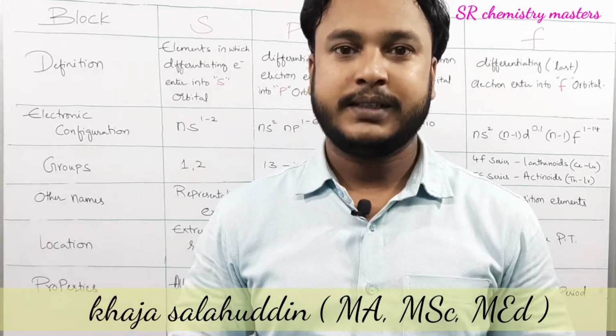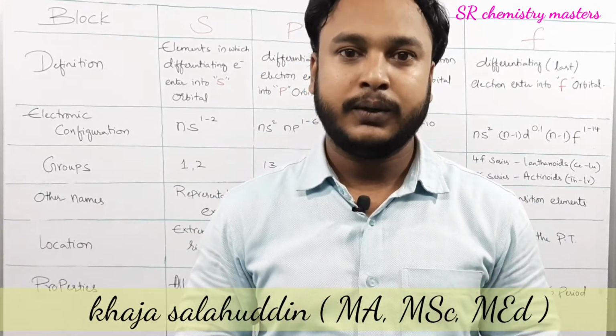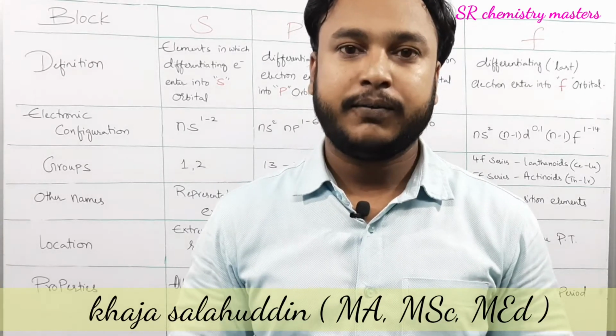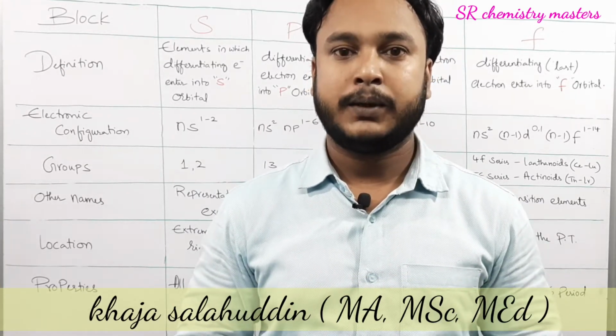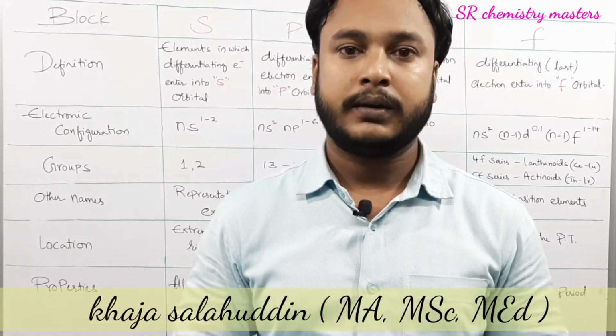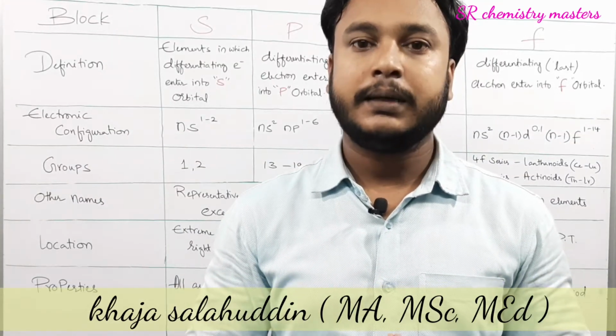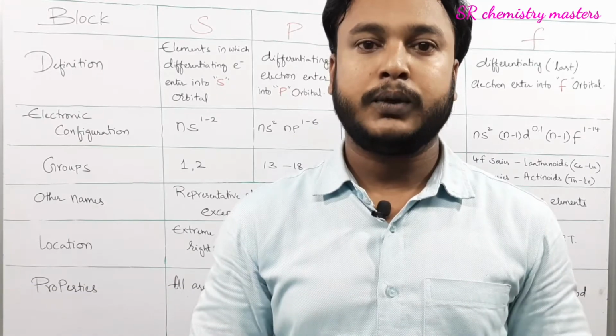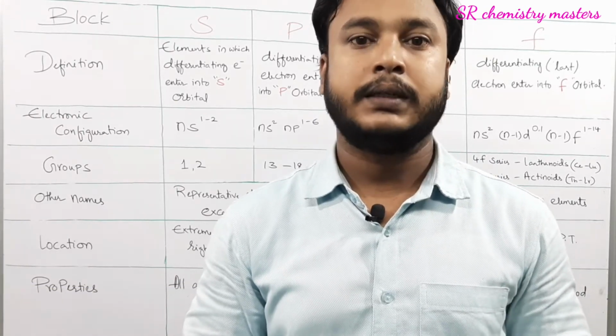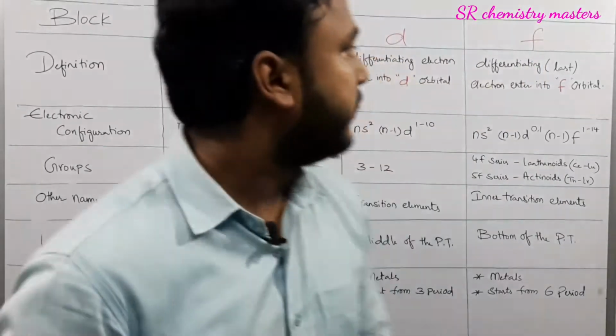In this video, we are going to discuss blocks. As you all know, in the periodic table, we have four different types of blocks, that is S block, P block, D block and F block. Here we have prepared a tabular form so that it will be easy for you to compare all the four different types of blocks. Let us see.